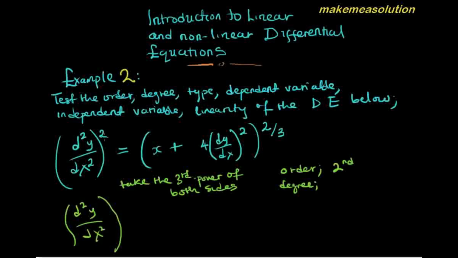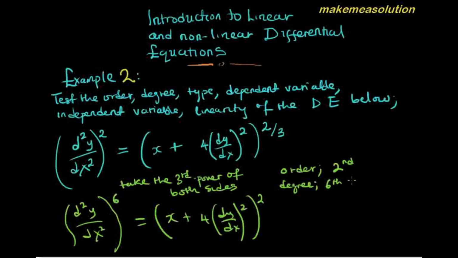Remember there's already 2 here, but when you raise it to the power of 3, it becomes 6. Is that okay? So it's equal to x plus 4 dy dx all squared, all raised to the power of 2. So this is the modified form of this differential equation. Having taken the fourth power of both sides, we can see now that the degree of this differential equation is 6th degree. So it's a 6th degree differential equation.